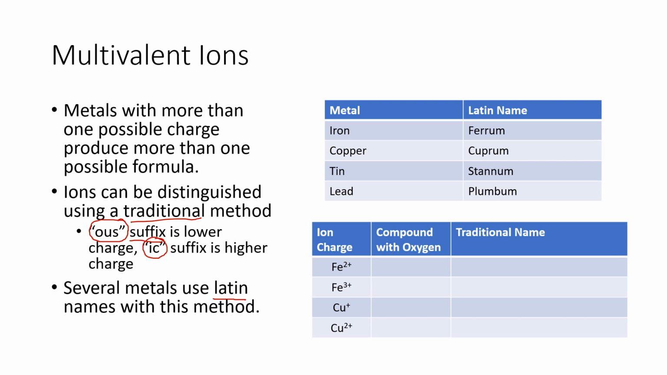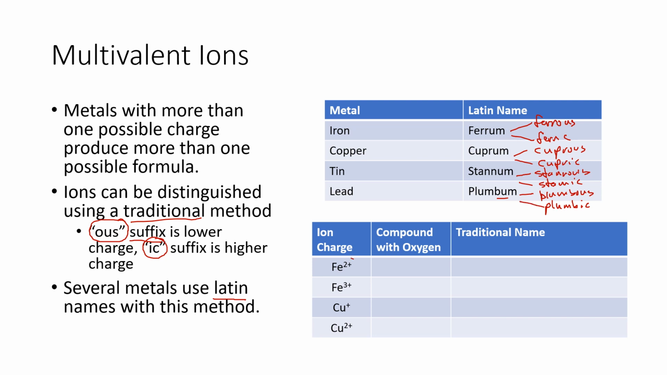So iron is ferrum, so if you're going to use the lower one, that's going to be ferrous, and if you're going to use the higher one, it's going to be ferric. And for copper, it's going to be cuprous, and if you use the higher one, it's going to be cupric. And for tin, the Latin is stannum, so it's stannous. And the higher one is going to be stannic. And the last one here is lead. The Latin for lead is plumbum, so replace the bum with us or ic, so plumbous or plumbic.